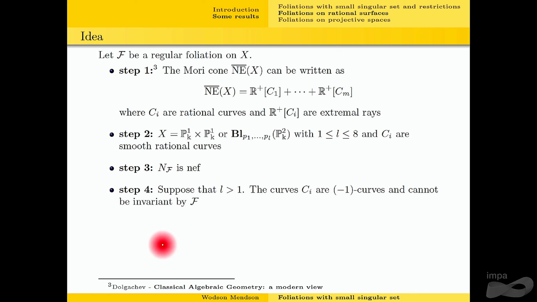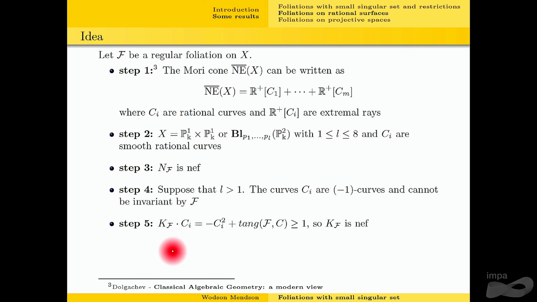And we suppose that we are in the case where we have at least 2 points in the blow up. So these curves are -1 curves and cannot be invariant by F, because there is the Camacho-Sad formula, which says that the self-intersection of any invariant curve should be 0 mod p.